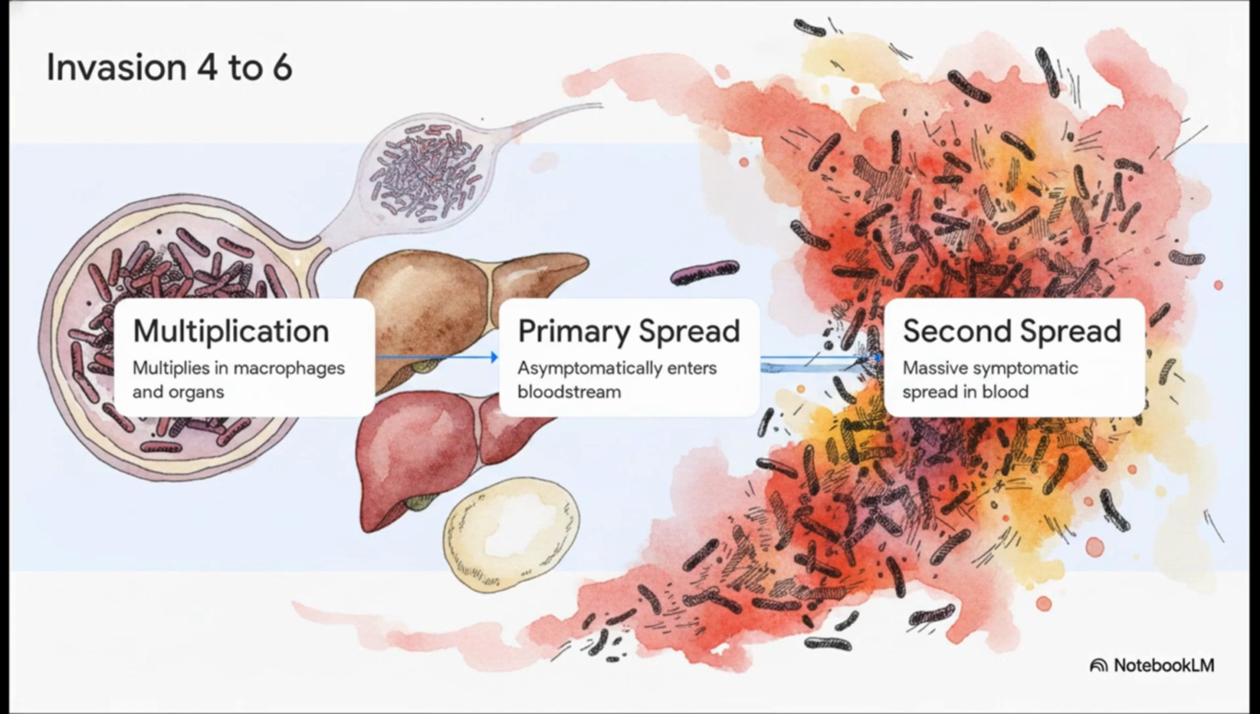Primary spread, bacteremia, they quietly enter the bloodstream. You won't even know it's happening. It's completely asymptomatic. Secondary spread, bacteremia, after building up this massive army inside your organs, they pour back into the bloodstream all at once. And this is exactly when the clinical disease becomes violently apparent to the patient.